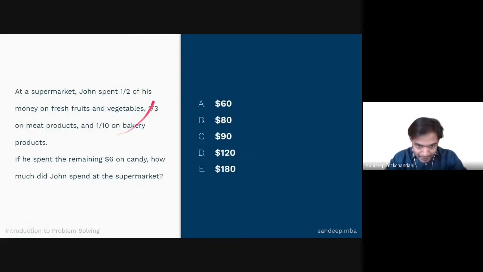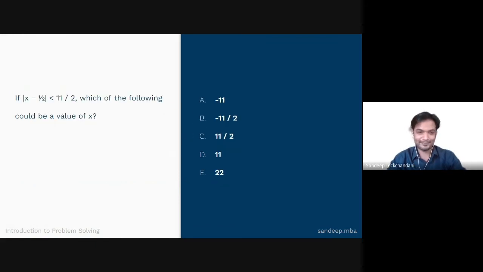Now, this is the example of a question from the arithmetic module. Let me read it for you. At a supermarket, John spent half of his money on fresh fruit and vegetables, 1/3 on meat products, and 1/10 on bakery products. If he spent the remaining $6 on candy, how much did John spend at the supermarket? Now, this is the main question, and these are the 5 answer choices associated with the question.